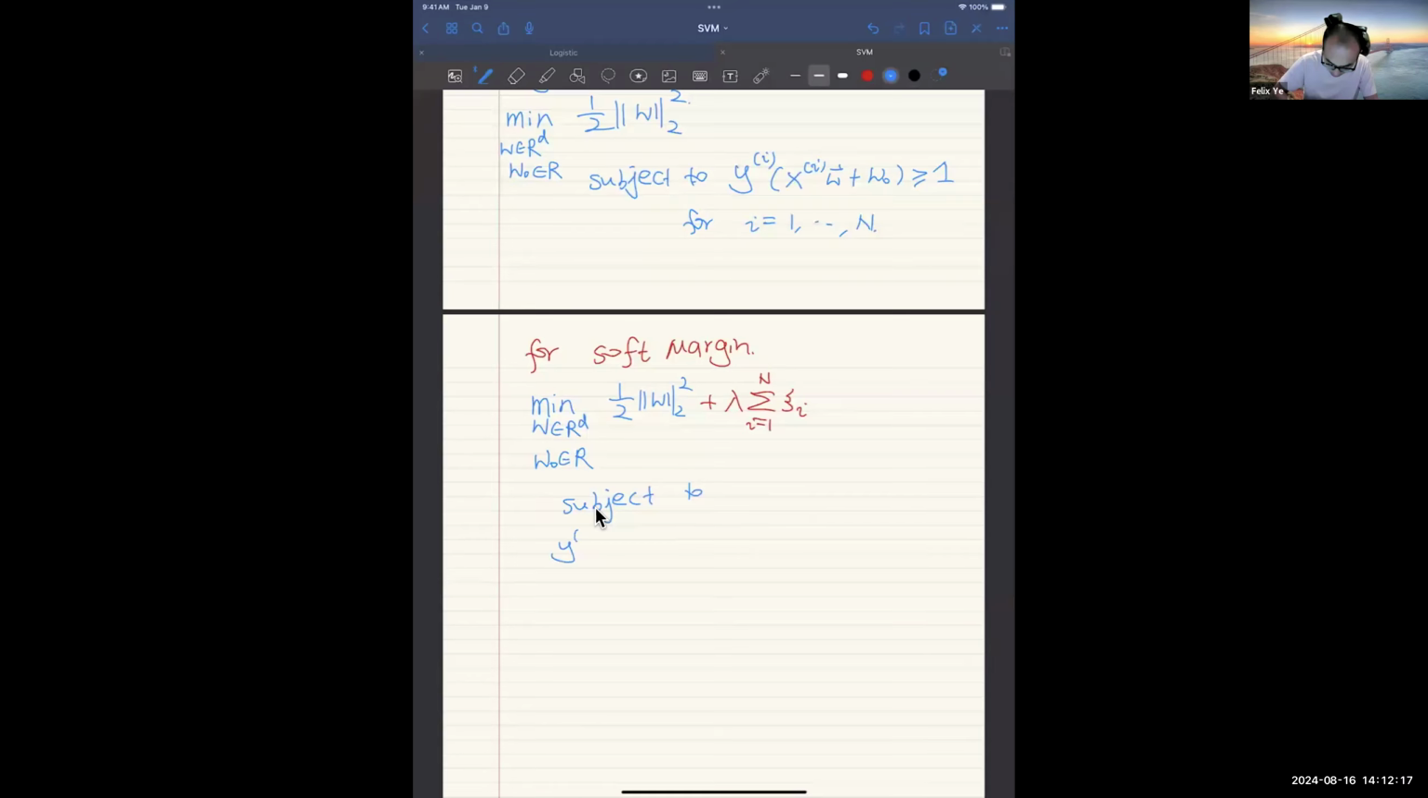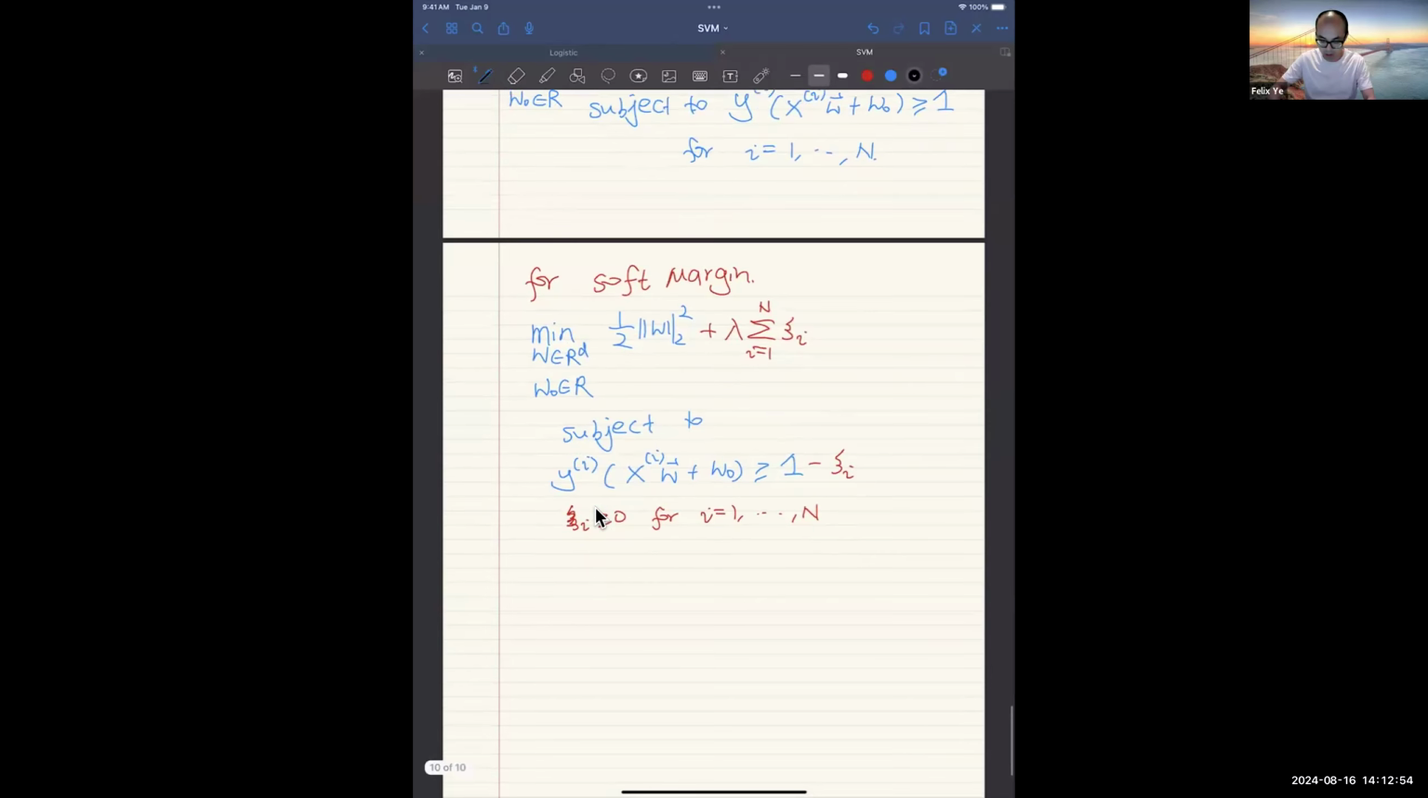and also subject to. So we have the same part, but we allow some misclassifications. This becomes 1 minus c of i right here, and also c of i is bigger or equal than 0 for i from 1 to n. So these are the differences between soft margin and hard margin. All right, so this is extremely important.